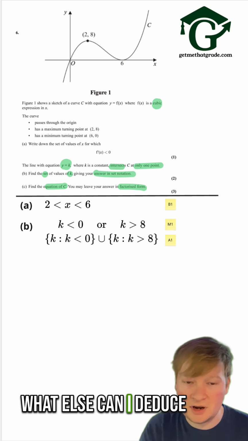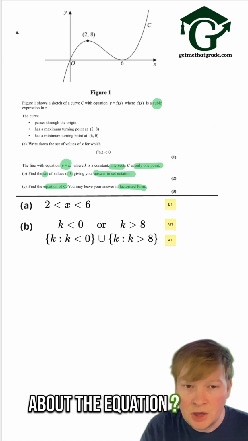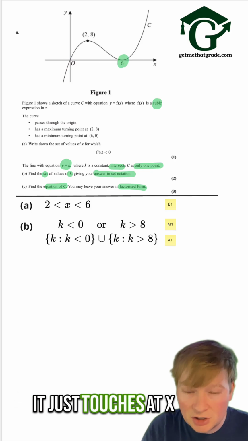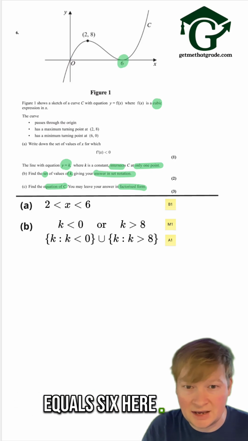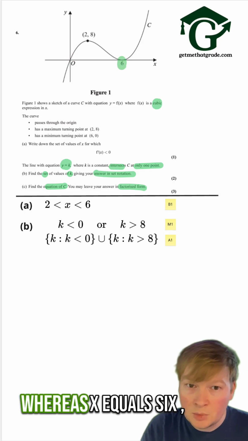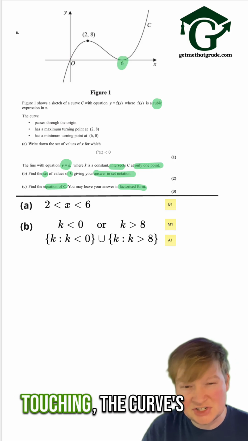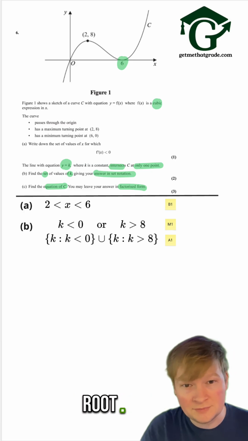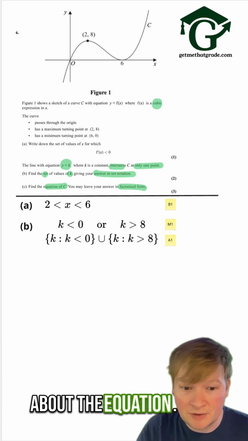What else can I deduce about the equation? Well, it passes through x equals 0 here, and it just touches at x equals 6 here. So x equals 0 is what we call a single root, whereas x equals 6, because it's just touching, the curve's just a tangent there, it's called a double root. And that means something important about the equation.